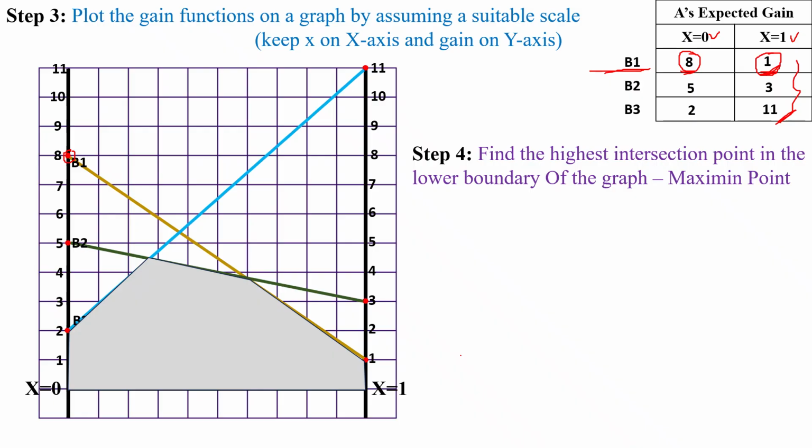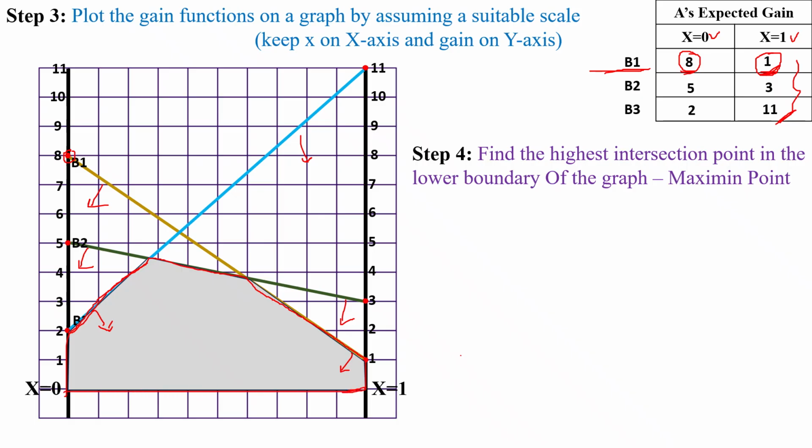And this is the lower boundary of the intersection points. So these are all the lower boundary for the B1 line as well as the B2 line and the B3 line. So it is the common area for all the lines at the lower intersection. So this is the lower intersection boundary.